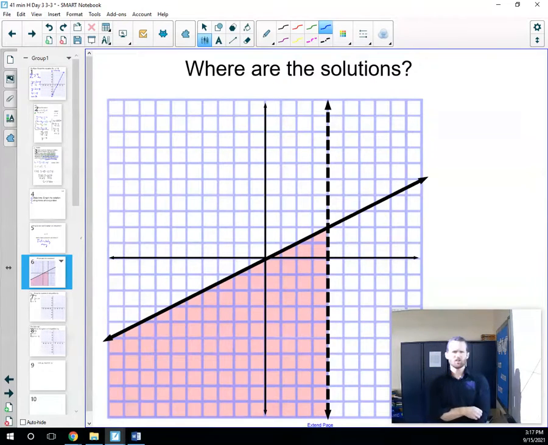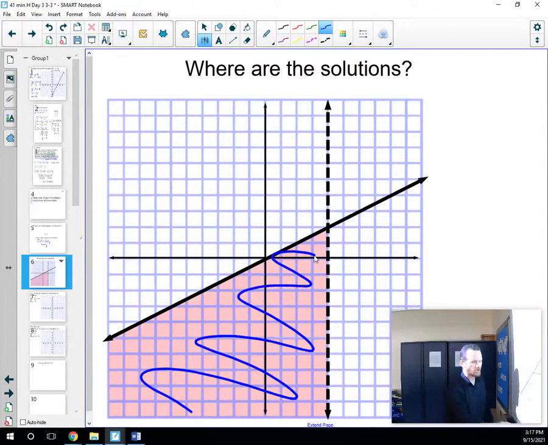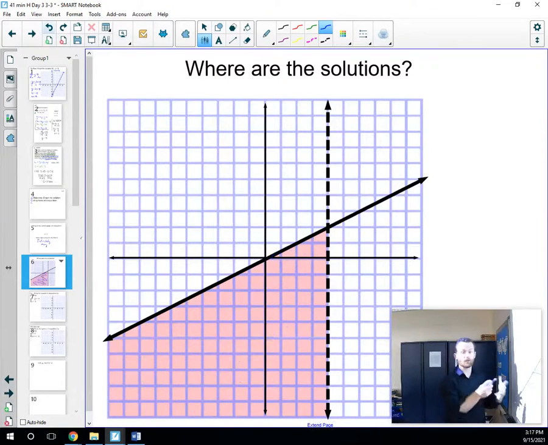So basically, just a quick review, we're going to end up with something that looks like this. Two lines, might be solid, might be dotted, and we're going to have shading. Now, my question is, where are the solutions? Hopefully you remember this from Algebra 1, but the solutions are anywhere in the area that is shaded twice. So anywhere where the shading overlaps. So here the shaded region. So like that would be a solution. Or like this would be a solution.